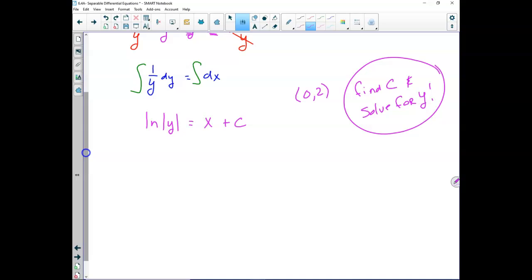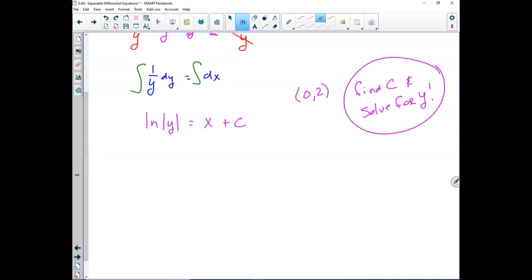In any order you want, you can find y, then solve for y, then find c. You can find c, then solve for y. Whatever you want to do. Me, personally, I usually always find c first, unless I have a natural log in it. If I have a natural log in it, I always solve for y.